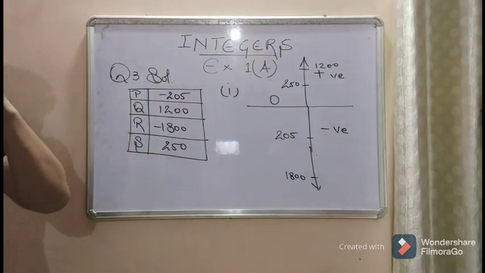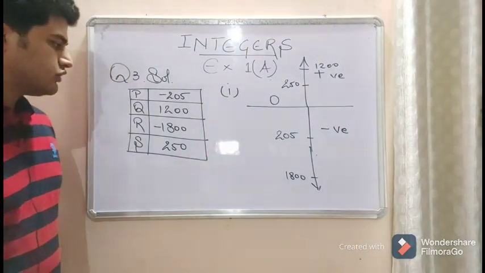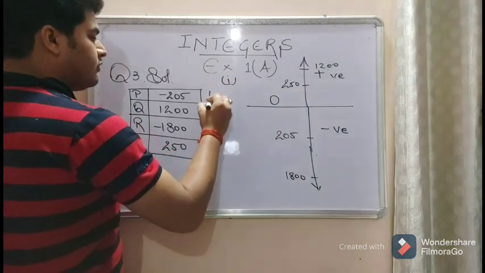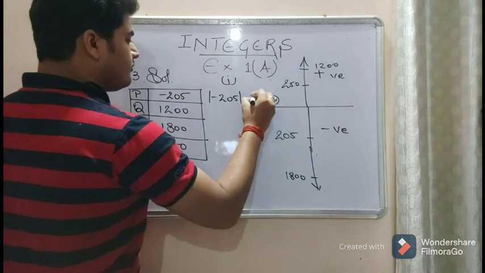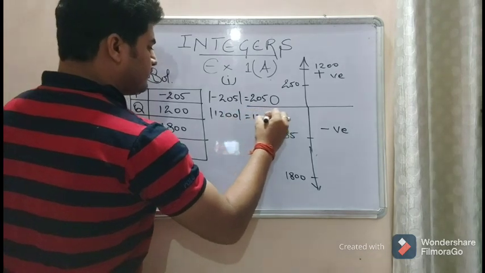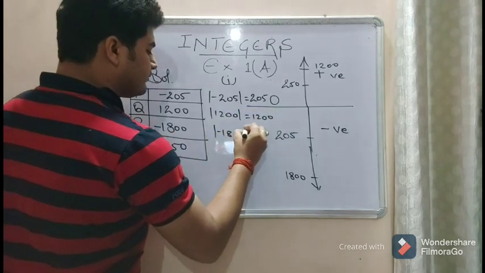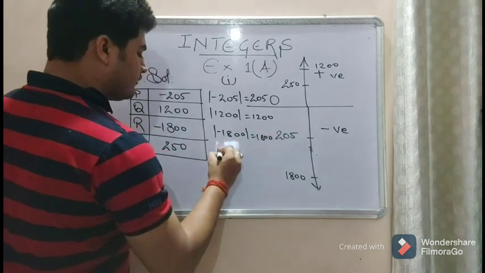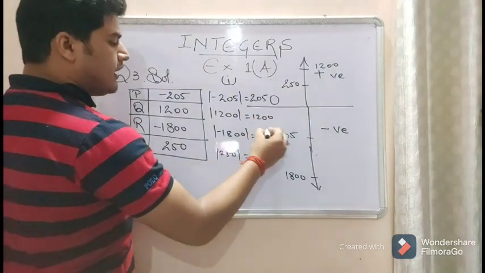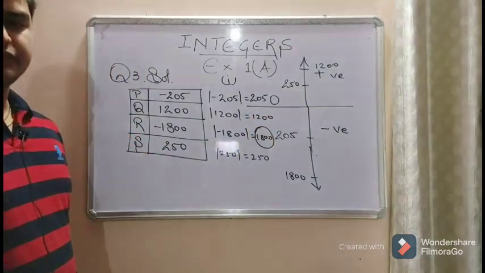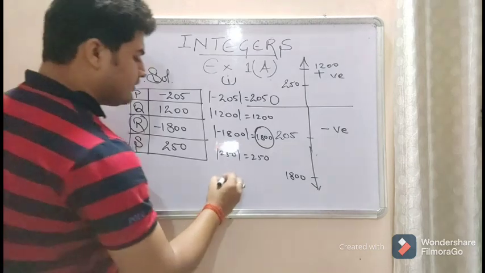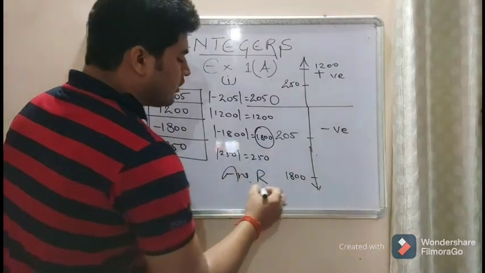And 250 means 250 above the sea level. So which one is the farthest? Farthest means the greatest distance. The greatest distance can be found by finding the mod of these values. So mod of minus 205 is 205. Mod of 1200 is 1200. Mod of minus 1800 is 1800. And mod of 250 is 250. Now see which one of them is the bigger number. 1800. So 1800 is the farthest distance, and that is the distance of R. So the answer will be R. R is the farthest among all the locations.